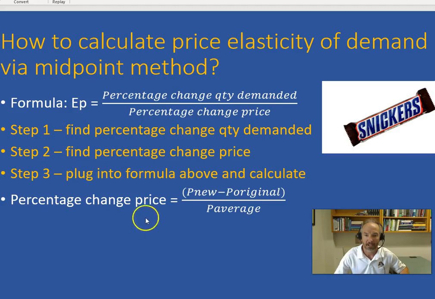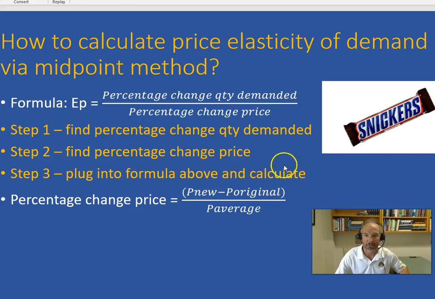So how to find a percentage change using the midpoint? Well, this is simply the new price. If we are calculating the percent change in price using the midpoint, we would take the new price, subtract off the original price, and now we are dividing by the midpoint or the average price.